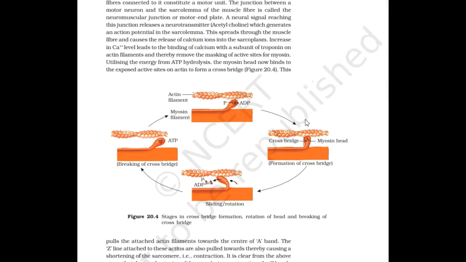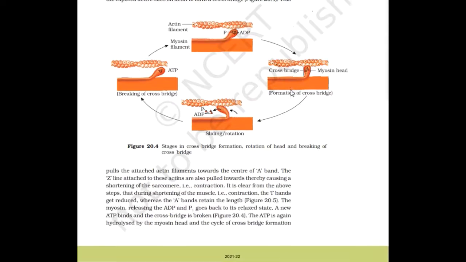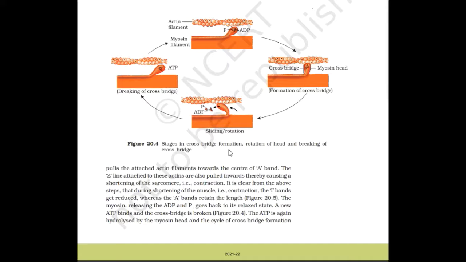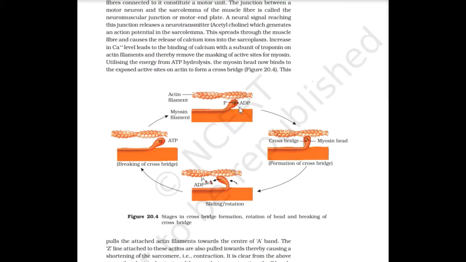Utilizing the energy from ATP hydrolysis, the myosin head now binds to the exposed active site on actin to form a cross bridge. Figure 20.4 represents this: stages in cross bridge formation, rotation of the head, and breaking of the cross bridge. Here they have represented first the sliding rotation, then ADP combined with P forming ATP, breaking of the cross bridge, myosin filament, actin filament, P and ADP, and here a cross bridge, myosin head, cross bridge formation.